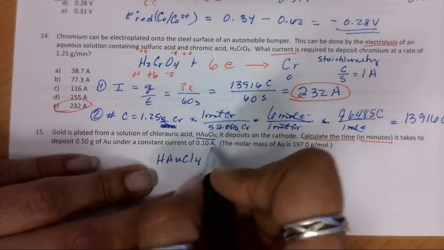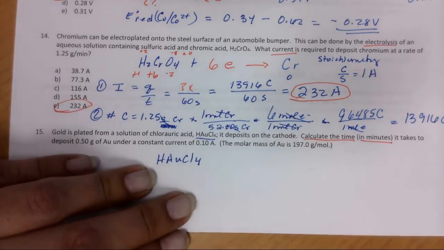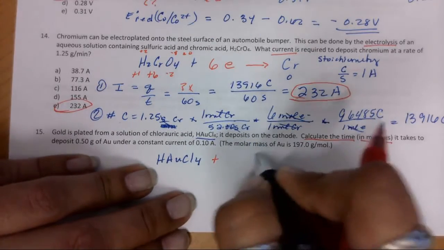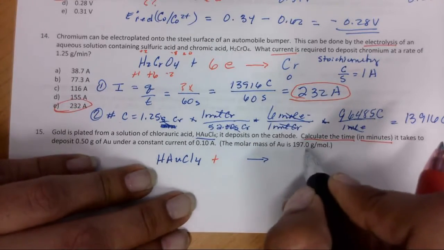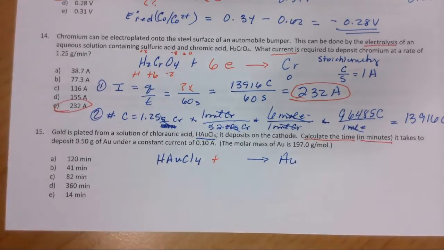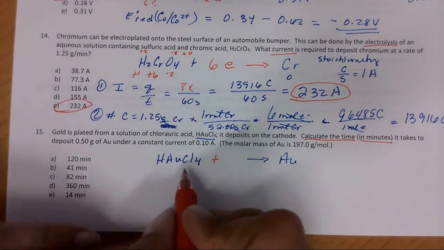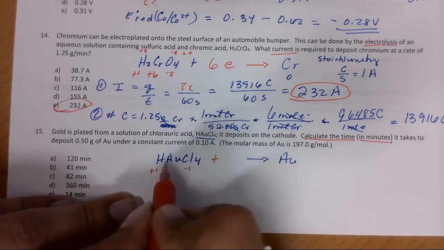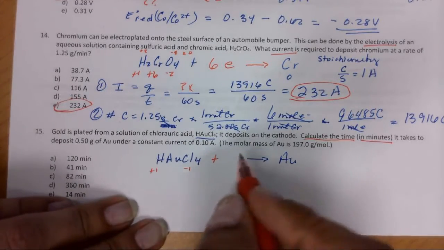And then we need to determine the electrons. This is plus whatever number of electrons to do what? To get a mole of gold plated. All right, so we know that Cl is a -1. This guy is a +1. We need to know what the oxidation state of the gold is.